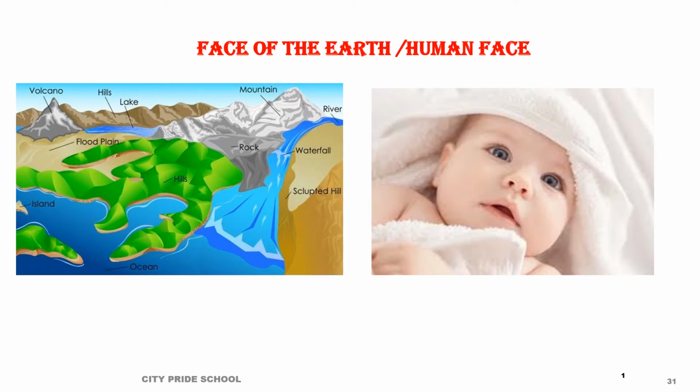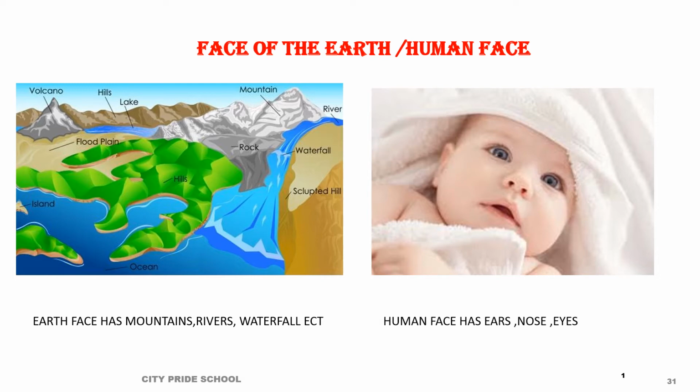Can you tell me some parts of the face of the Earth? Yes, Earth's face has mountains, rivers, waterfalls, floodplains, hills, lakes, volcanoes, etc. And the human face, as you all know, has ears, nose, eyes. Now, why am I showing this human face and the earth face?